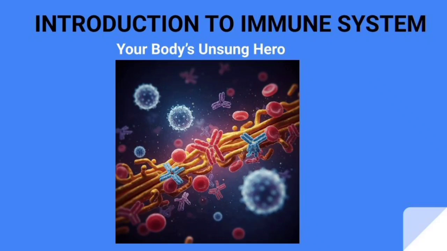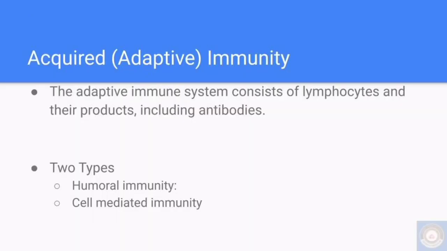This is part 2 of the video series on the topic Introduction to Immune System. Today I'm going to talk about adaptive immunity. Adaptive immune system mainly consists of lymphocytes, B and T, and their products. This immunity is activated after exposure to an antigen, which further improves upon repeated exposure and is specific in action. It is of two types, humoral immunity and cell-mediated immunity.